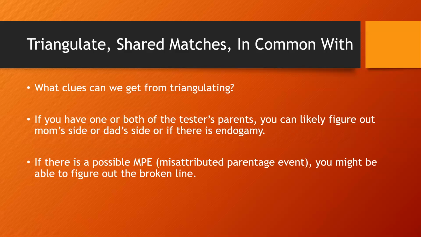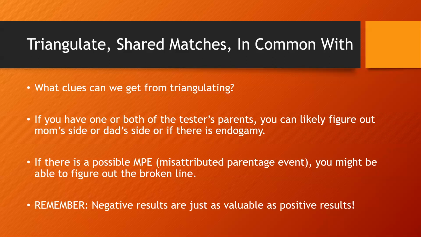If there's a possibility of an MPE, which we call a misattributed parentage event, sometimes we call it not the parent we expected, the oops factor, you might be able to figure out where the broken line is. And remember, negative results are just as valuable as positive results. This is science. And in science, we don't just set aside things as not relevant. We evaluate all the evidence. And having someone as a match can be just as informative as not having someone as a match. And I'll show you that in the shared matches in a few minutes.